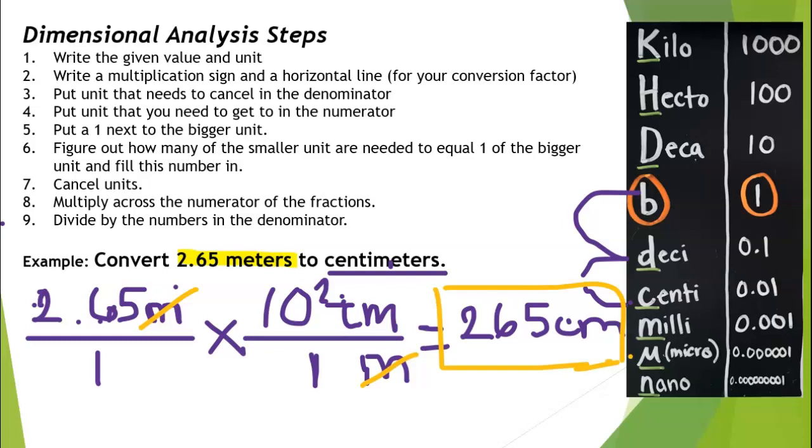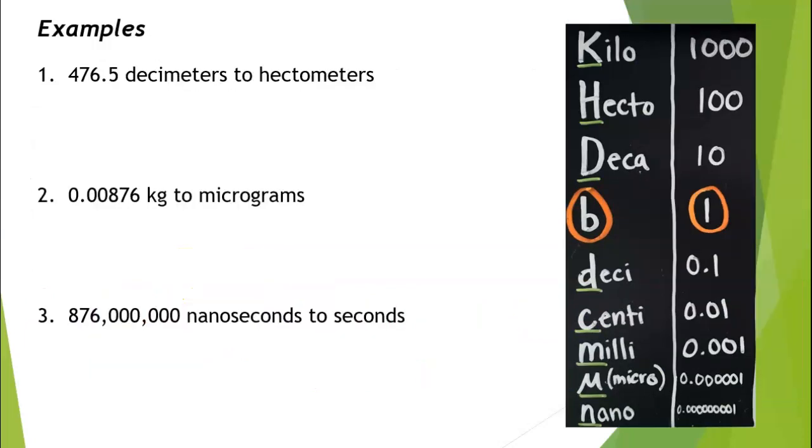No worries at all. So at this point, if you are feeling pretty comfortable with this idea of dimensional analysis, then by all means, stop watching this video and go start doing some practice. But if you still feel like you need to see some more example problems, keep watching and we'll do a few more examples together. Okay, so this next example says 476.5 decimeters to hectometers.